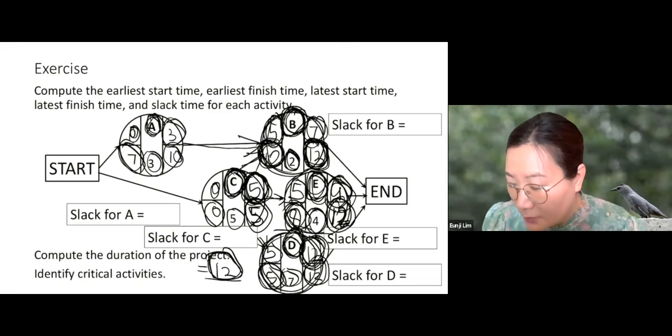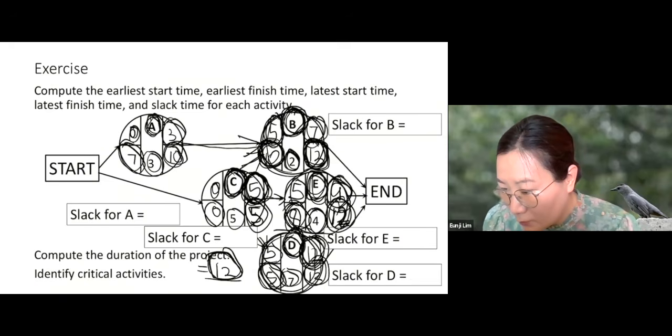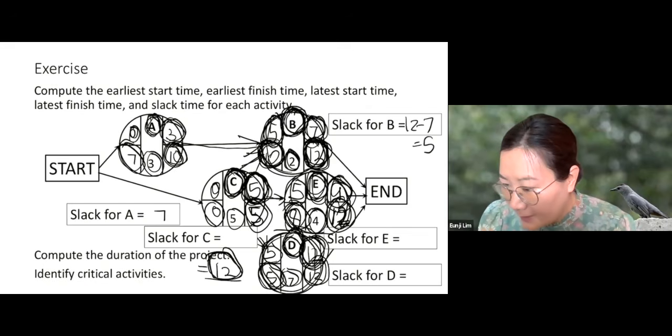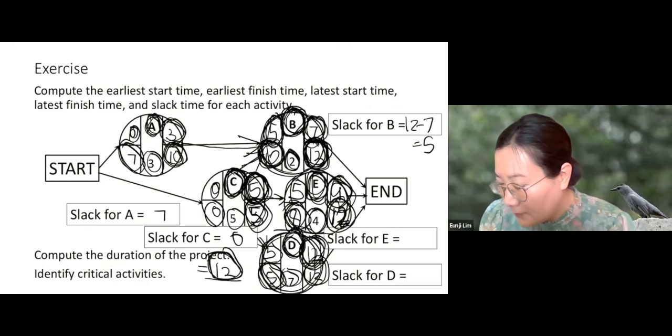Okay, now let's compute the slack. The slack for A equals the lower value minus the upper value. 10 minus 3, which is 7. What's the slack for B? The lower value minus the upper value. 12 minus 7, which is 5. What's the slack for C? 5 minus 5, which is 0. What's the slack for E? 12 minus 9, which is 3. What's the slack for D? 12 minus 12, which is 0.